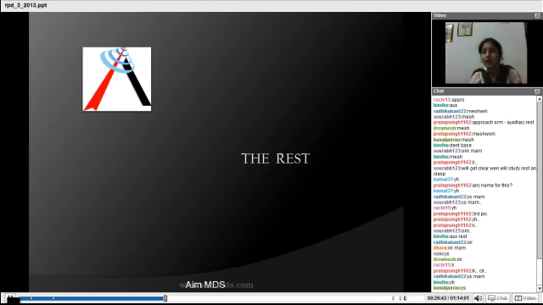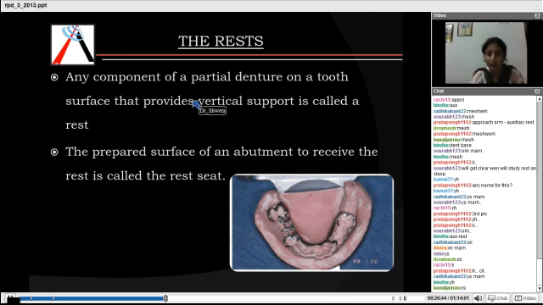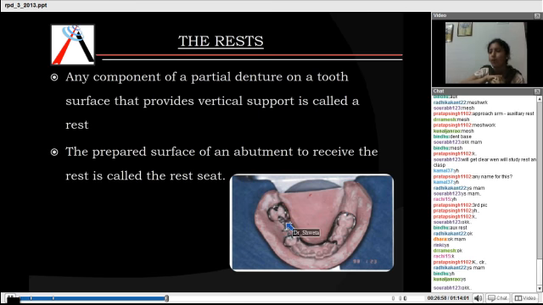Now, what is a rest? Any component of a partial denture on a tooth surface that provides vertical support is called a rest. Whatever is there on the occlusal surface and provides vertical support is a rest. So anything which is on the occlusal surface is a rest.